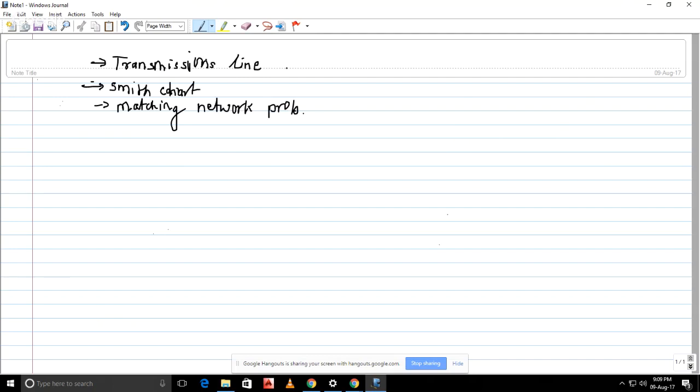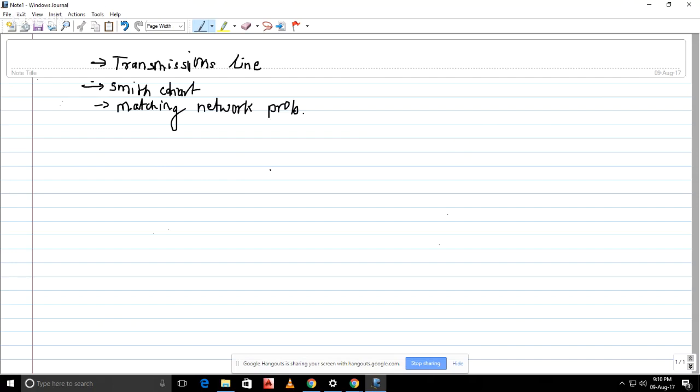So for the transmission line, okay, we have already done with transmission line, but still we will revisit the concept because this makes the base of a Smith chart, and then we will understand how a Smith chart actually looks like, and then we will use the Smith chart to design a matching network, and how the matching networks are designed using the Smith chart. We will see that also. Okay. So let us first understand what is a transmission line.